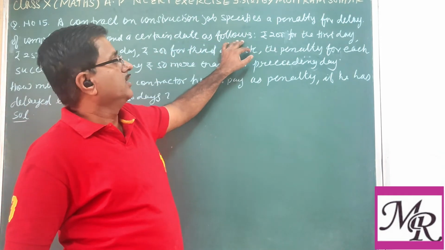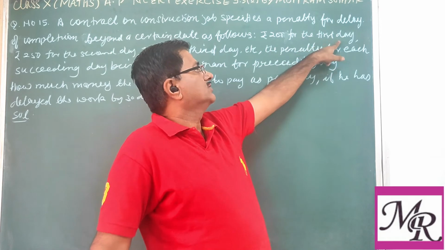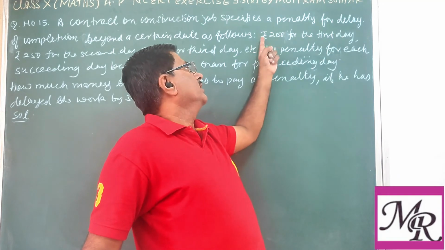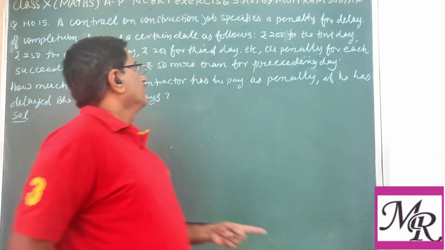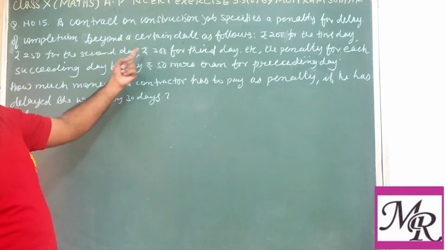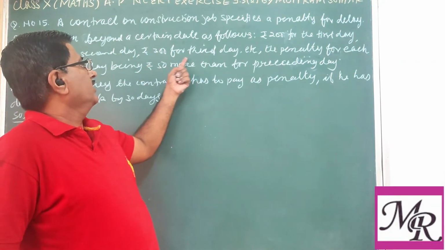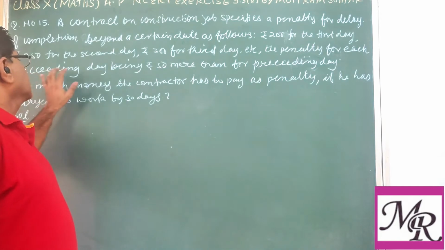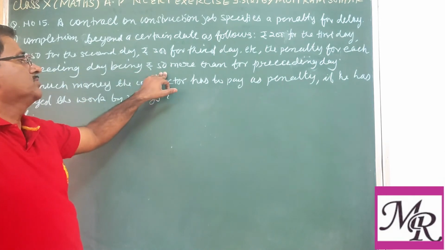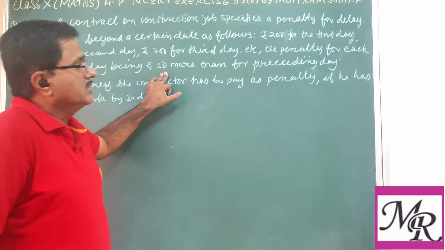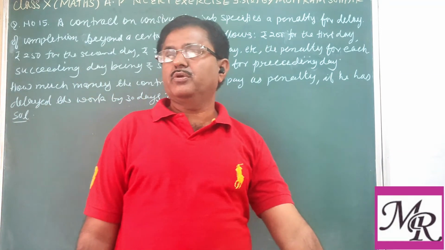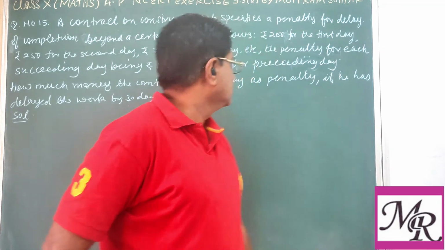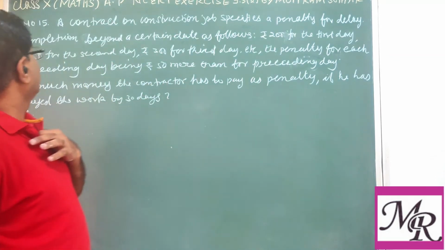Rupees 200 for the first day after the given date if the work is not completed. For the second day, 250 rupees. Third day, 300 rupees, and so on. The penalty for each succeeding day is rupees 50 more than for the preceding day. So there is a series. The penalty increases each day by 50 rupees. Clear?